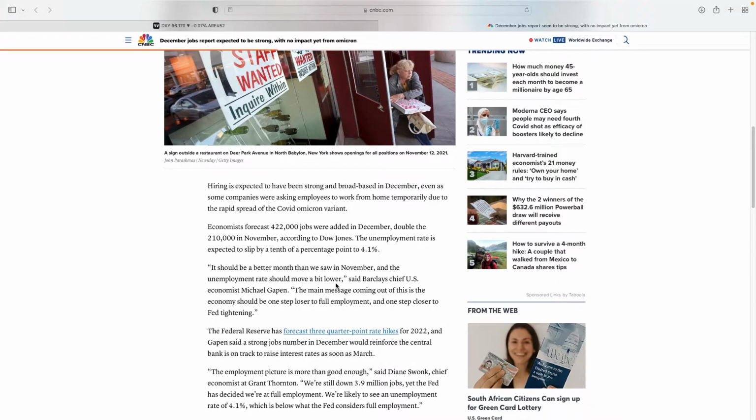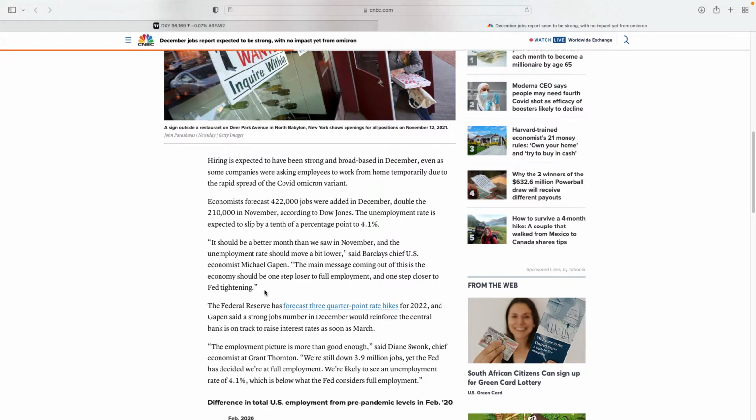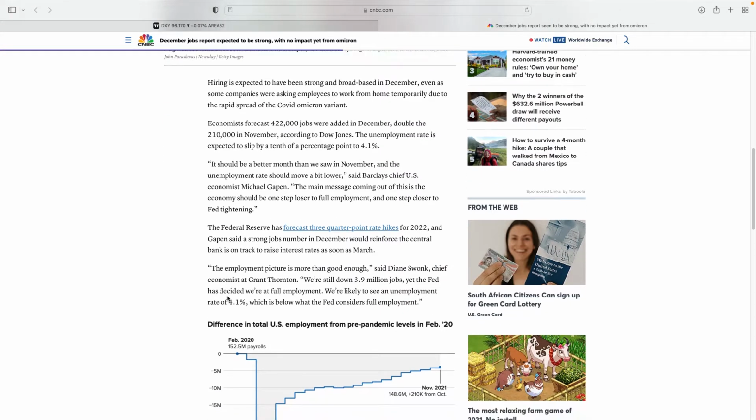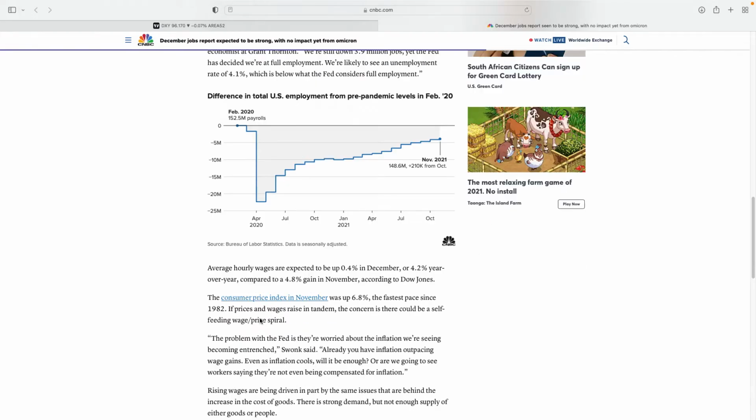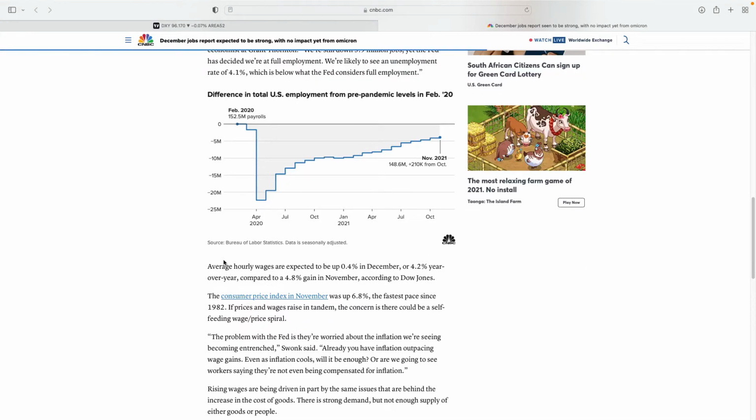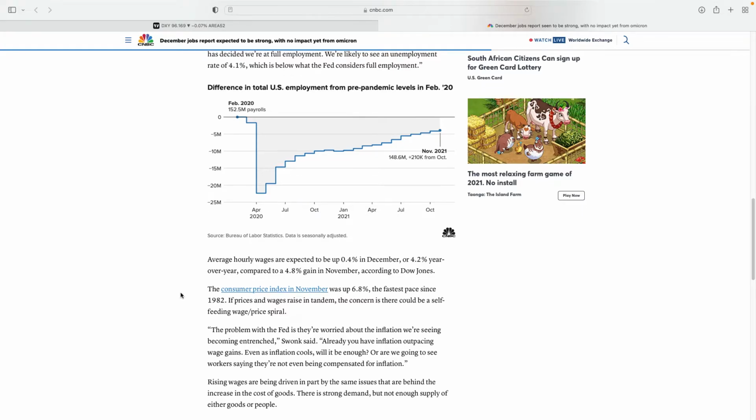Then the unemployment rate is expected to slip by a tenth of a percentage point to 4.1%. Again, these are just expectations. And then we can also see here that average hourly earnings were expected to be up 0.4% in December, or 4.2% year over year, compared to a 4.8% gain according to the Dow Jones as well.